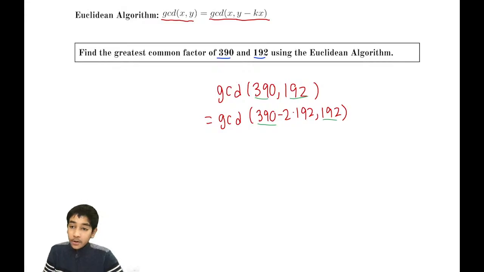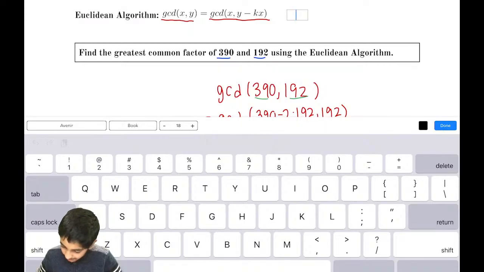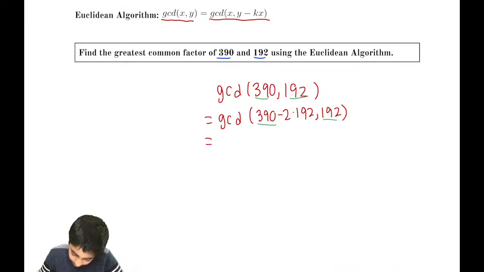And you can do it for 1, you can do it for 2, you can even do it for 3. But in this case, you just want to make the number small to the point where we can manually evaluate the GCD pretty easily. And then from here, this is just equal to the GCD of 390 minus 2 times 192, which is 390 minus 384, or 6. So now we can evaluate the GCD of 6 and 192.